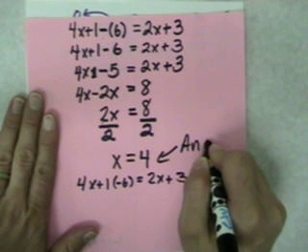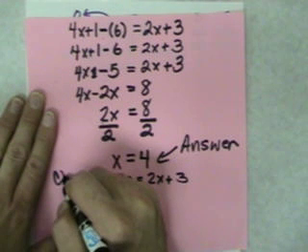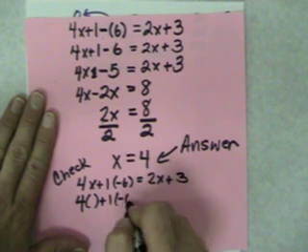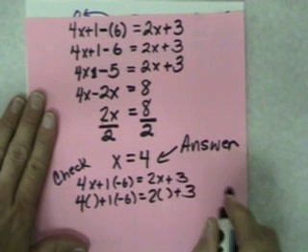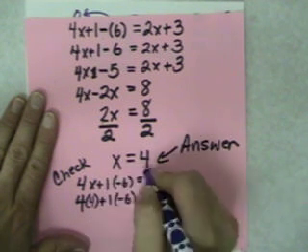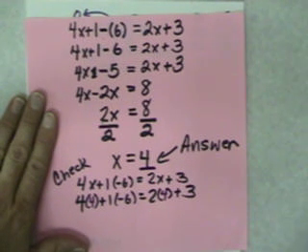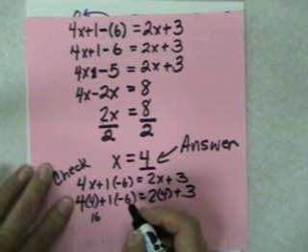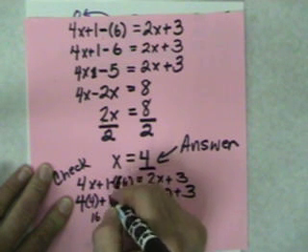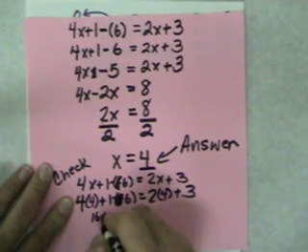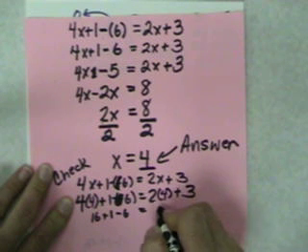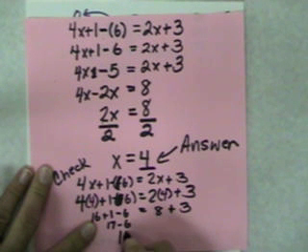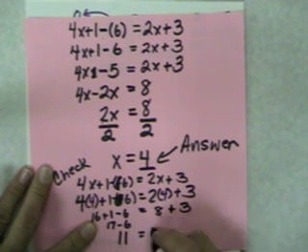We are checking this answer to see if it's right. So this is the check. Okay, so we plug in 4 for the x. So I'm going to plug in that 4 there and there, and evaluate it on both sides. Find out what each side would equal. 4 times 4 is 16. 16 plus 1 minus 6 equals 8 plus 3. 16 plus 1 is 17, minus 6 is 11, and 8 plus 3 is 11.